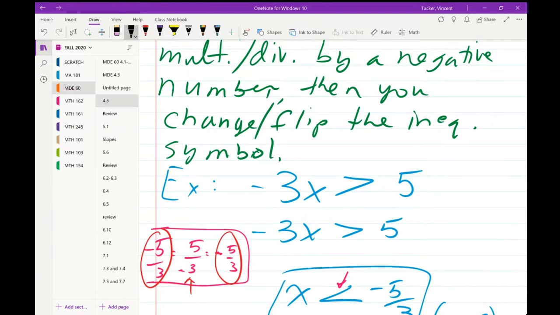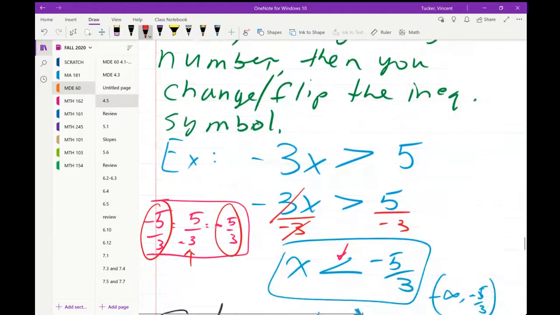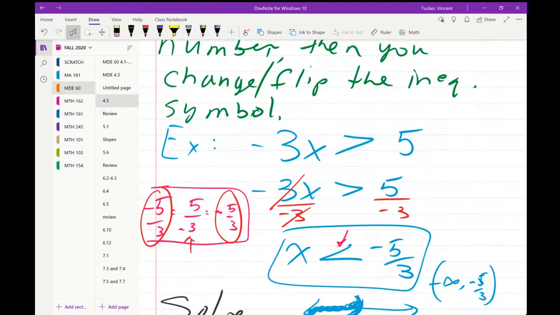So if I start off with the inequality of negative 3x is greater than 5, I would solve by dividing both sides by negative 3. And what would happen is that at some point, when I come down to my final answer, I need to flip my inequality from greater than to less than. And that'll be negative 5 over 3. So x is less than negative 5 over 3. So that's what we mean by that. If you have to divide or multiply by a negative value, then you have to change your inequality.